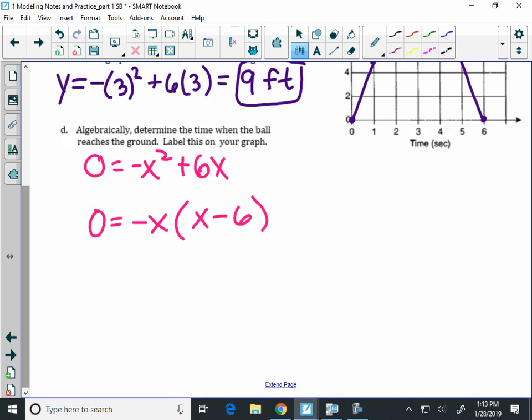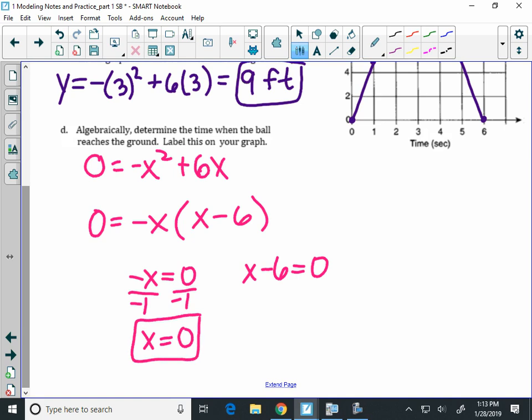Alright, so I set the quadratic equal to 0. I factored. What do I do with each factor now? Set them equal to 0. Use the zero product law. So I take each factor. It's all coming full circle now. Here's those reasons for it. If I solve this, what's the first x-intercept? 0. And I add 6. Where's the other x-intercept?